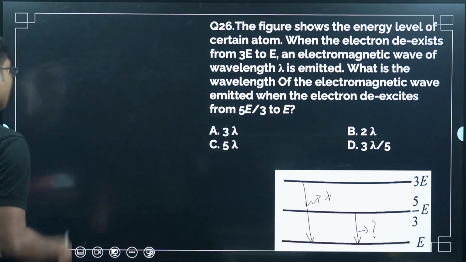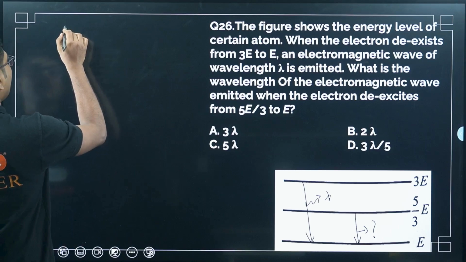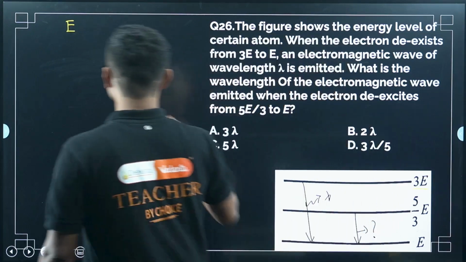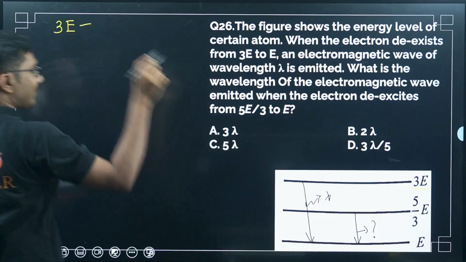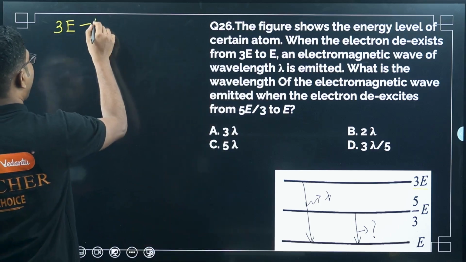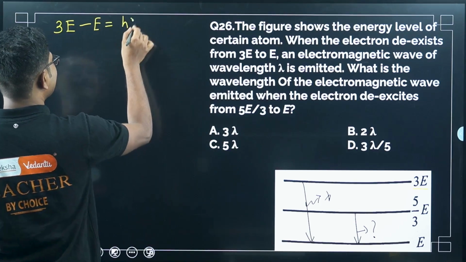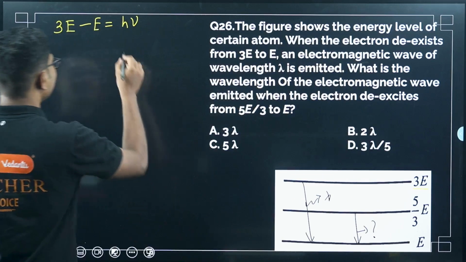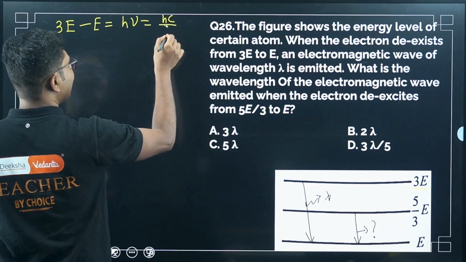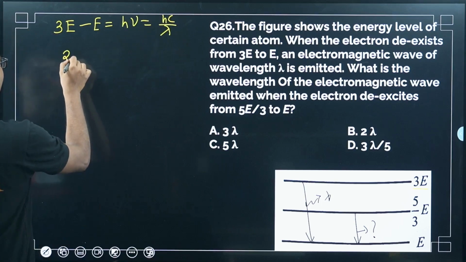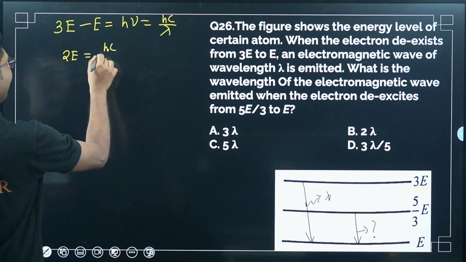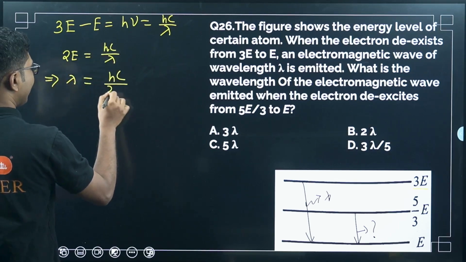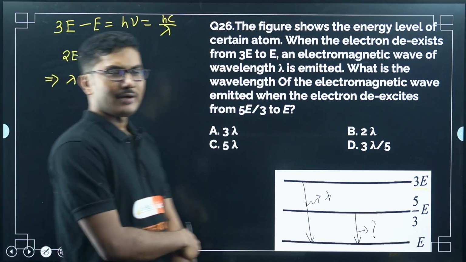So very interesting question. What we know? We know that E initial minus E final. Initial was, in the first case, 3E, minus final is E, equals h nu, right? The energy of the photon emitted. So this equals hc by lambda, right? So 2E equals hc by lambda, or lambda equals hc by 2E. Okay, so we have found the first part.